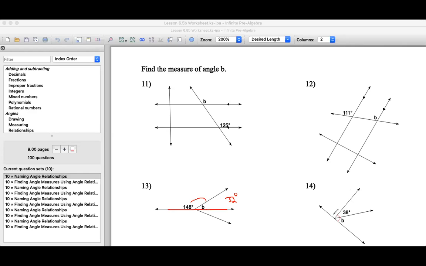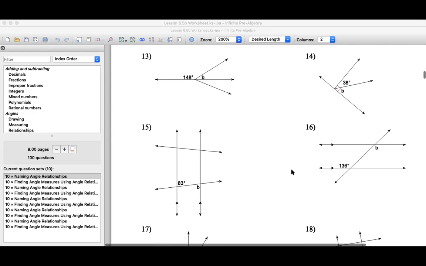Notice 14 is basically the same question, except these 2 angles are not supplementary. They are complementary. So these 2 add up to 90. So 90 minus 38 is 52 degrees. That's how you do that one. All right, let me scroll down. Let's do some more interesting ones.